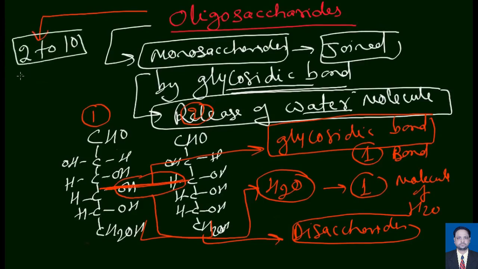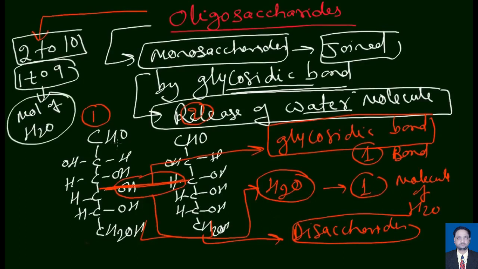So it will release how many water? Now 1, 2, 9 molecules of water will be released. One less, 9 molecules of water will be released. Got it? So in this particular reaction we got what? Now two simple sugars are joined by a glycosidic bond with release of one molecule of water.